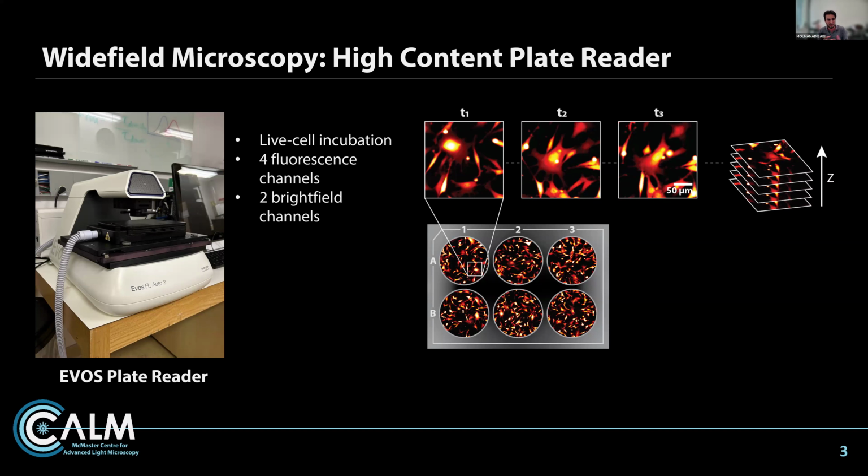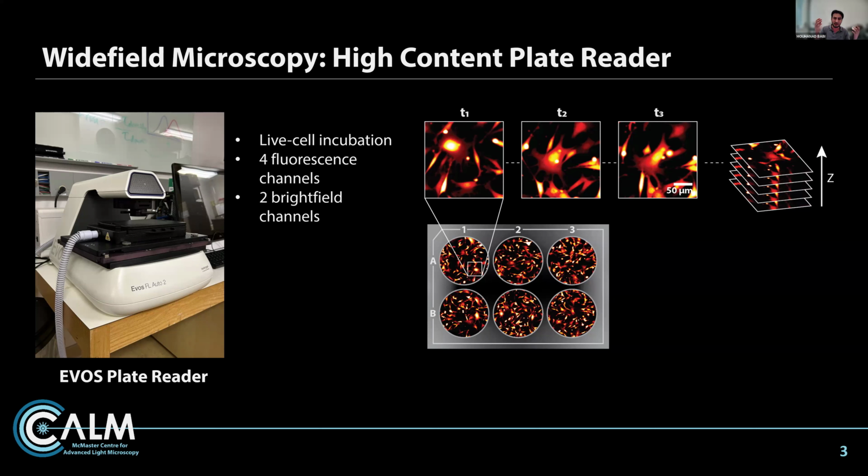On the left-hand side, we have an example of an EVOS plate reader, which is a very popular instrument that cell biologists use. And these plate readers usually have motorized stages, and so they allow us to automatically scan different samples in a multi-well plate. And they often also support live cell incubation, which allows us to do time-lapse imaging. So with these kinds of microscopes, you can gather lots of data very easily.